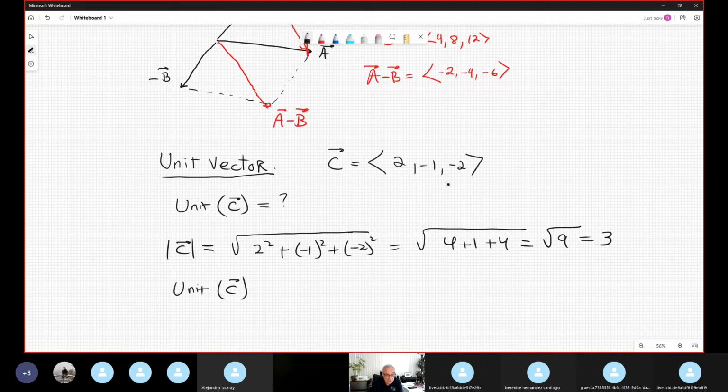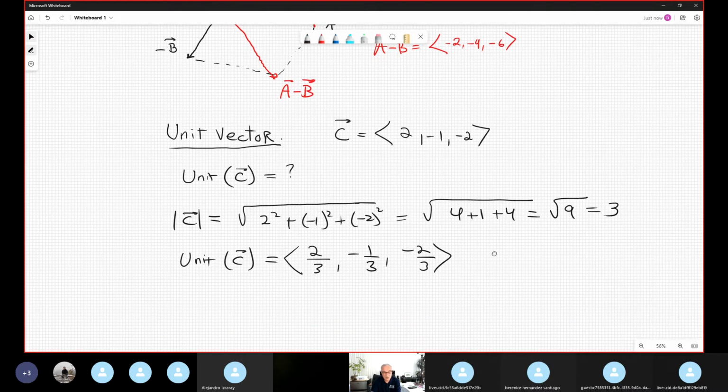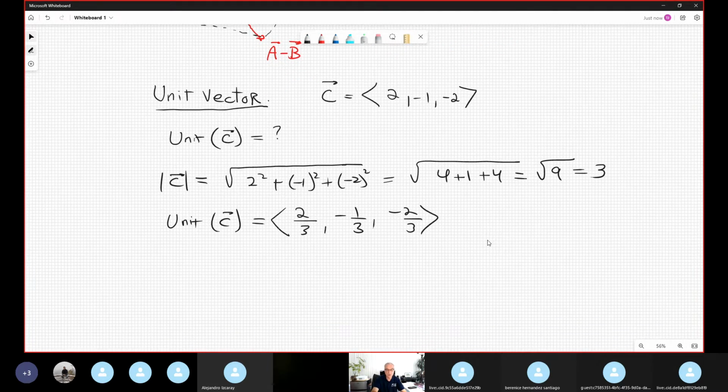Okay, this is the vector C, the magnitude is 3, and the UniVector in the same direction, when you are scaling, you divide by 3. So now divided by 3 is 2 over 3, negative 1/3, negative 2/3. I guarantee you 100% that this vector has the same direction of the vector C. However, the length of this UniVector is equal to 1. Do you understand very well this or no? No? Confusing?